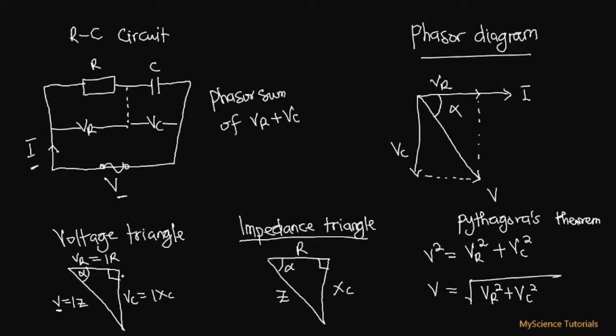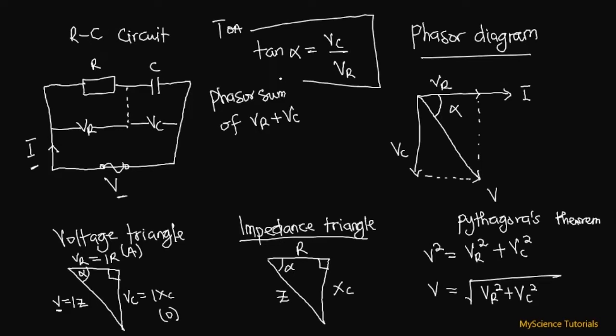So for us to find this angle, we have over here, this is the opposite side, and this is the adjacent. So the trigonometric ratio that gives us opposite and adjacent is tan. So we have over here tan of the phase angle will be equal to the opposite, which is VC over here at the top, over VR over here at the base. So this is how we find the phase angle if we use the voltage triangle.